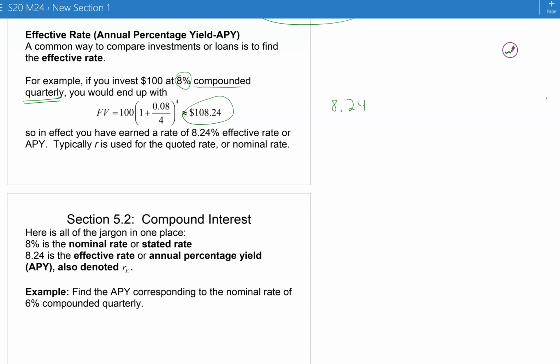So you earned $8.24 on 100. Well, that's the same thing as percent. So 8.24% is the effective rate of 8% compounded quarterly. So it's also called APY, or annual percentage yield. And typically R is used for the quoted rate or the nominal rate.